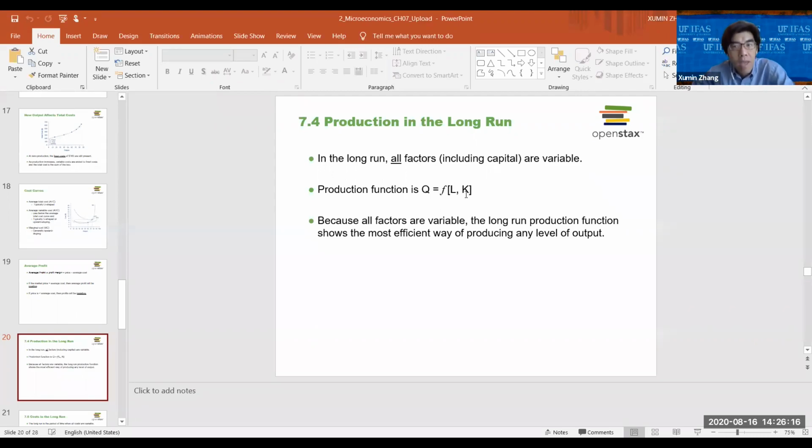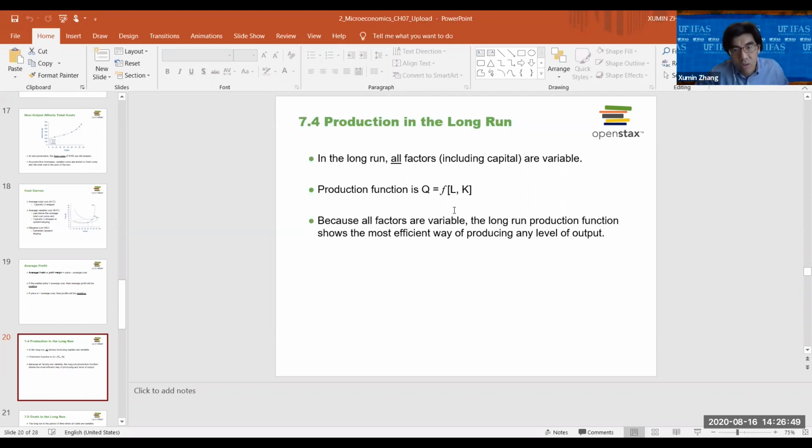But in the long run, they can either install 1 more table or 2 more tables in the same restaurant, or they can choose to open another restaurant. In the long run, all factors are variable, and we don't have the so-called fixed cost.